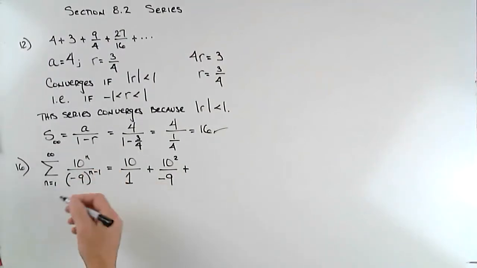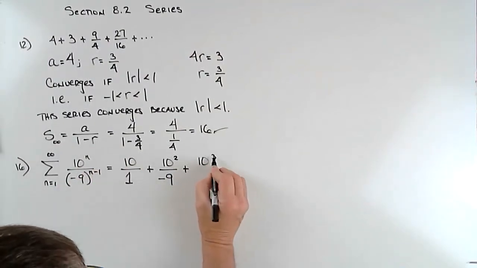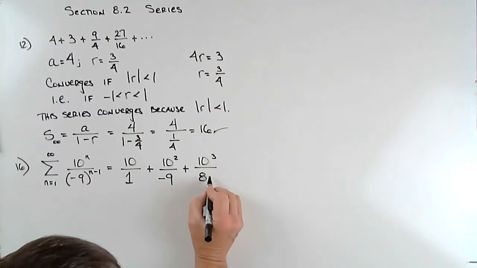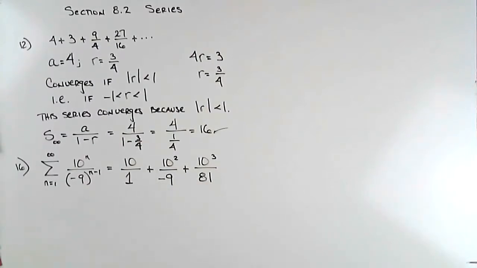If we put in 3, we get 10 cubed. If we put 3 down here, we get -9 squared. -9 squared is going to be positive 81. And now we can set about to try to find A and try to find R, because again, remember, we were told it's geometric. So here A is our first term, so A is 10. R is going to be what we multiplied this by to get this. So what did we multiply the first term by to get the second term?